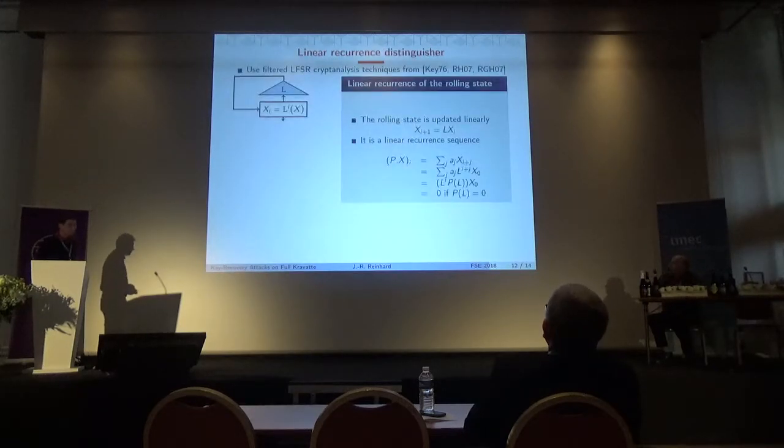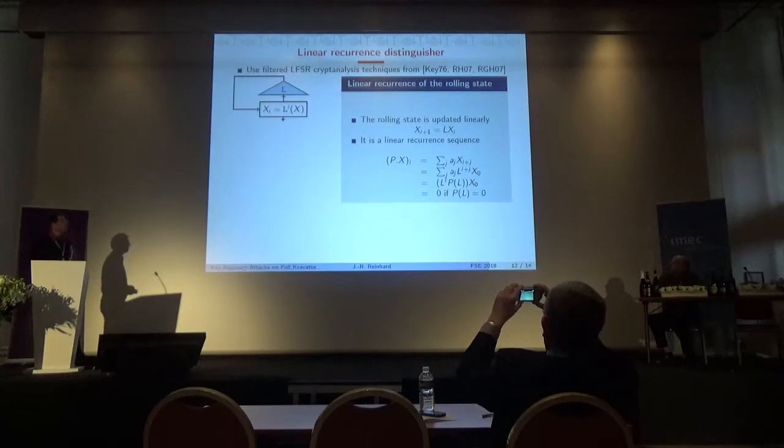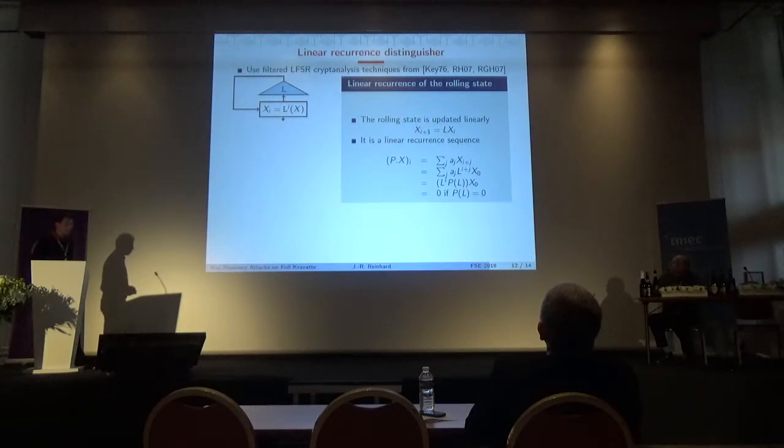We can do even better than that by considering LFSR cryptanalysis techniques that were developed by Key, Wongjum, Elset, and Wang. Starting from the rolling state register, it's a linear recurrence register. So it is updated linearly through a matrix L, the rolling state update matrix.